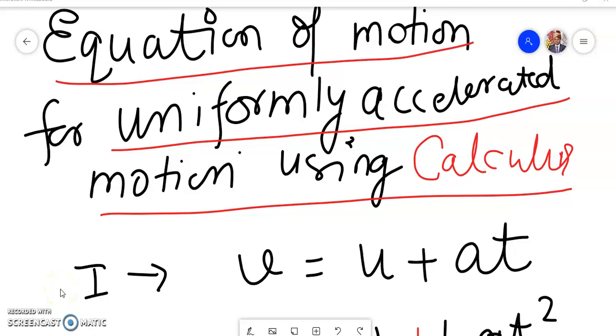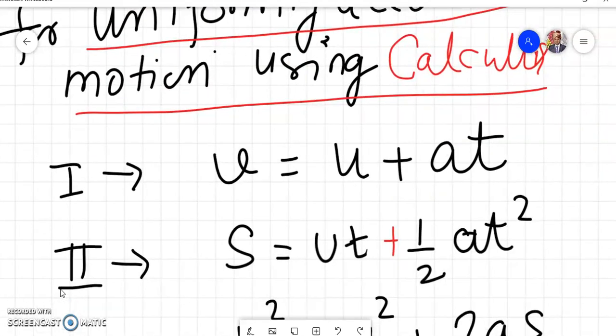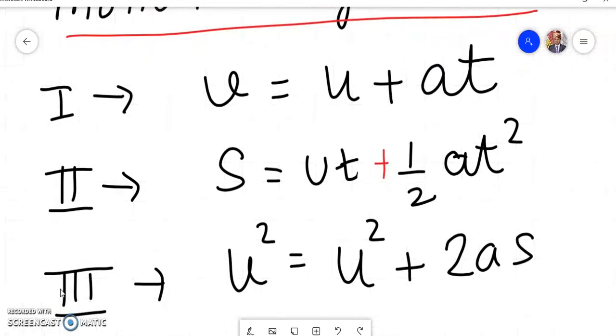Yesterday we had seen the three equations of motion. Those are v is equal to u plus at, s is equal to ut plus half at square, and v square is equal to u square plus 2as. This was done with the help of graph. That proof is called the graphical representation of motion.